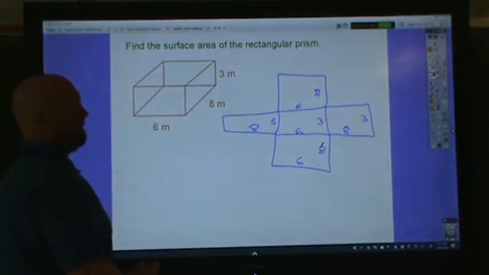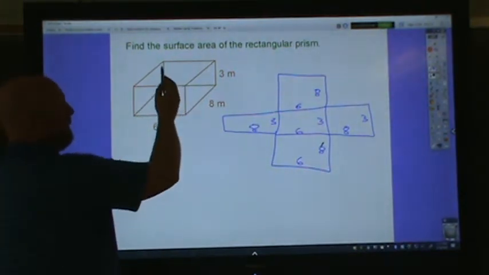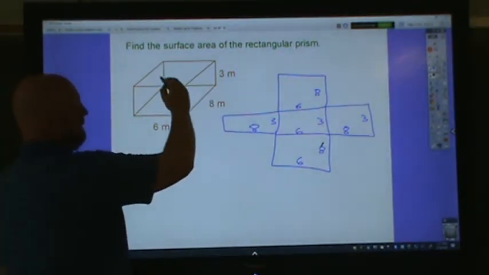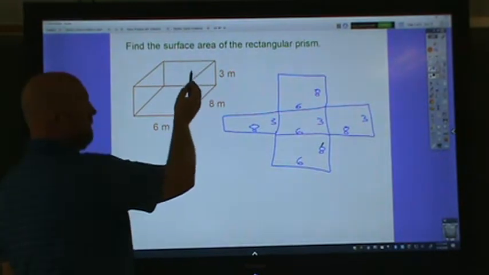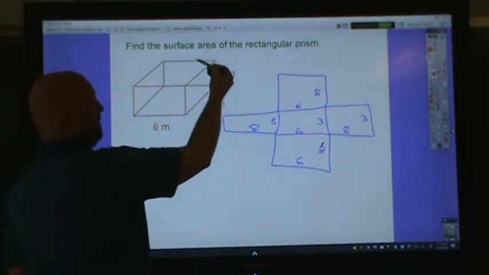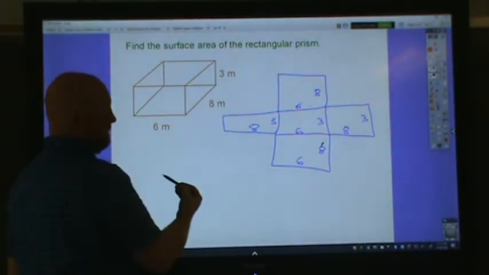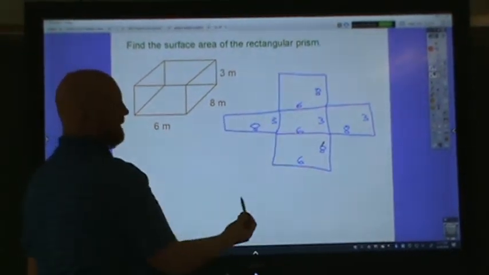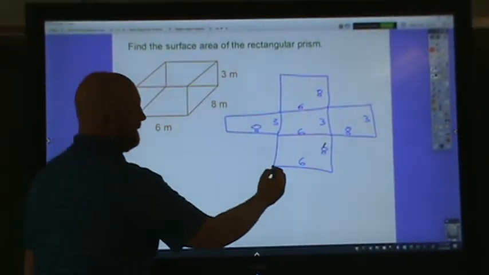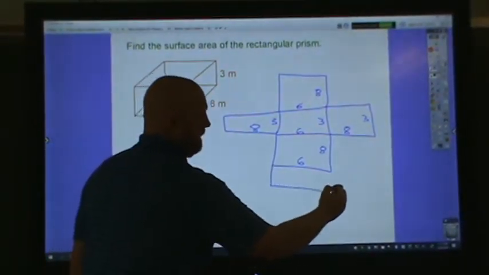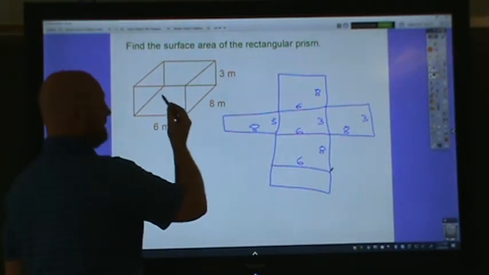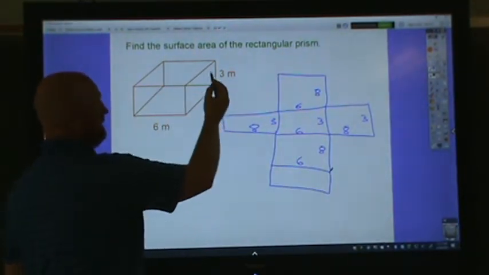And all that's missing now is the back. When you draw this net, you can bring the back along with the right-hand side, or to the left, or you can bring it with the top, or down with the bottom, and it's really wherever you have space to draw it. So for me, I'm going to draw it down below, and it's going to have the same dimensions as the front. It's going to be 6 by 3.